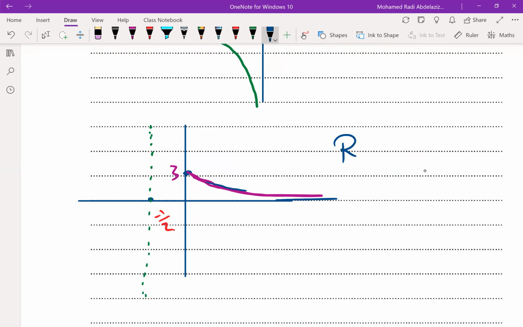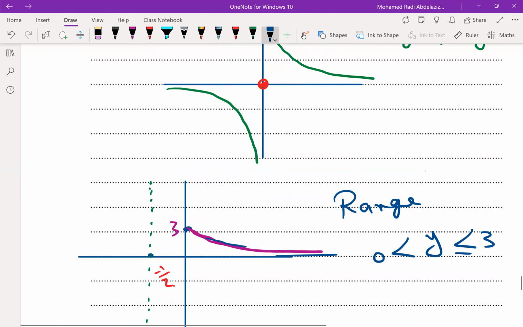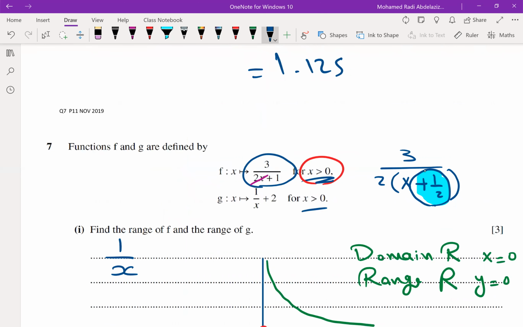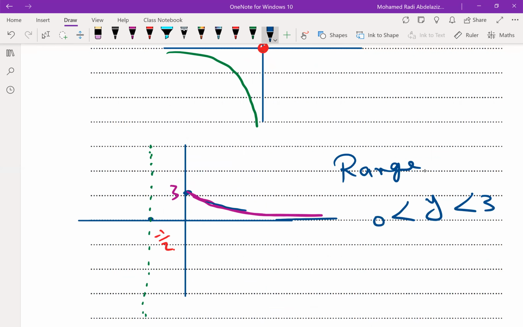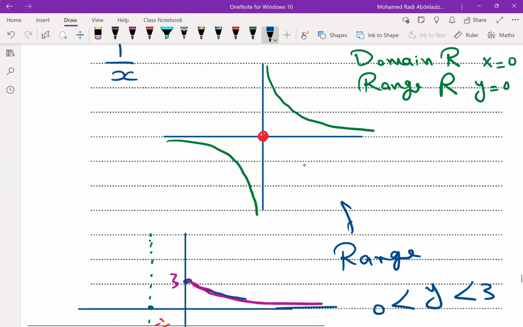So now what is the range? The range is more than 0 and less than 3. Equal is not written here, so don't write equal at 0 or at 3. This is the range of the first function, f(x).